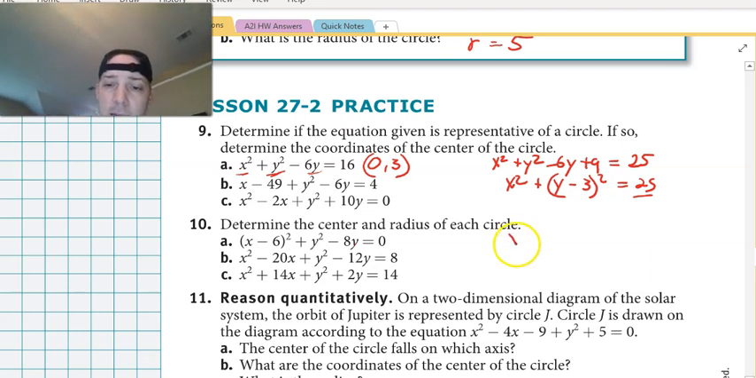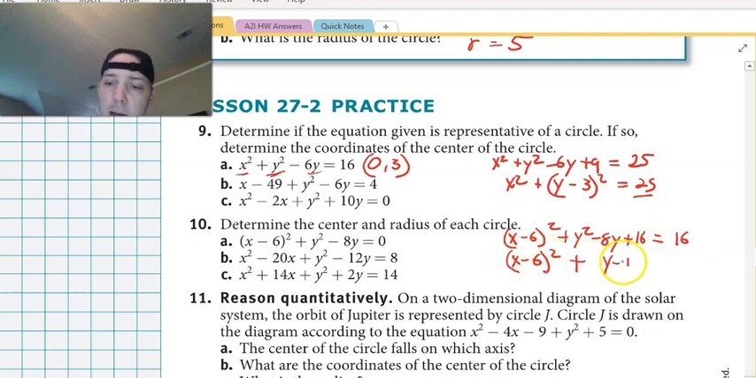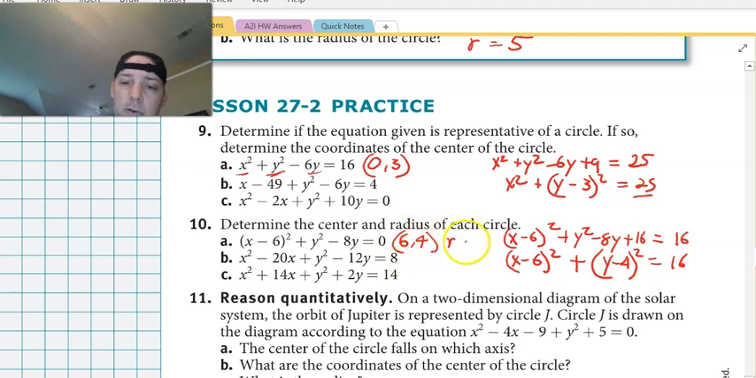So I end up getting x minus 6 squared plus y squared minus 8y plus 16 equals 0 plus 16, so 16. X minus 6 squared plus y minus 4. Remember, the factors are just going to be y minus half of b. In this case is 4, so y minus 4 equals 16. So the center will be a positive 6, positive 4. And the radius on this one would be square root of 16, so 4 on that one.